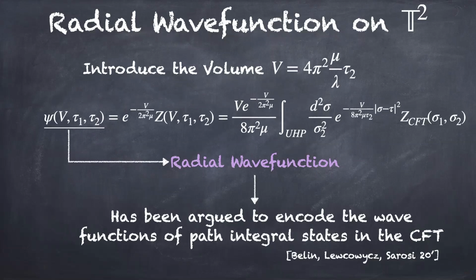the flow equation before. So if we write psi as a particular factor multiplying the partition function, we can derive a kernel representation of this object that looks like some sort of smearing over modular parameters of the original conformal field theory partition function. And in other work, recent work by Belin, Lefkowitz, and Sadosi, it was argued that such an object encodes the wave functions of path integral states in the conformal field theory. I refer you to that work for more details, but this is an object that has been studied in great detail in the literature.